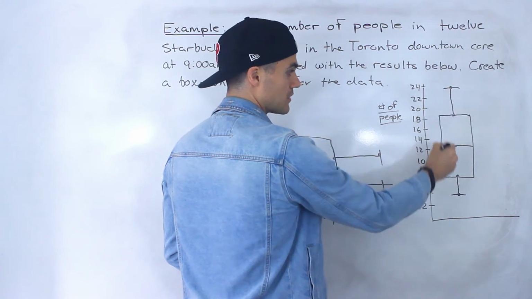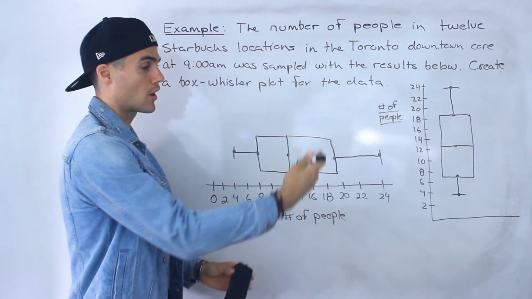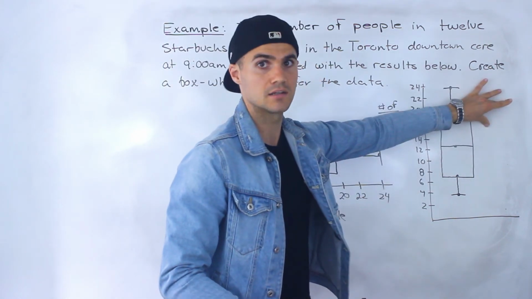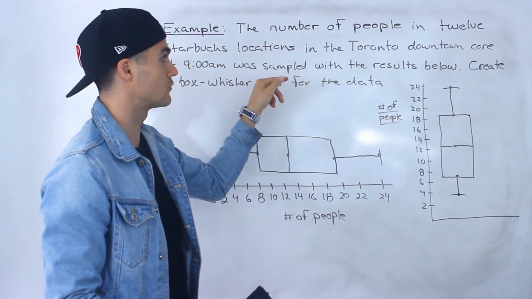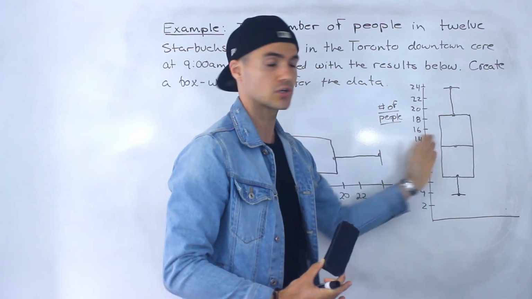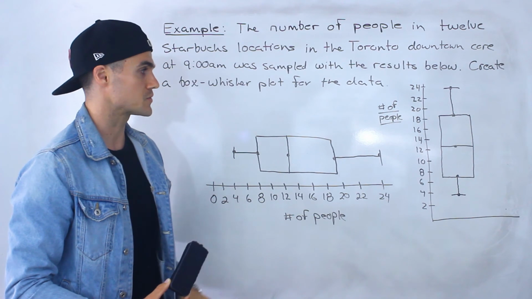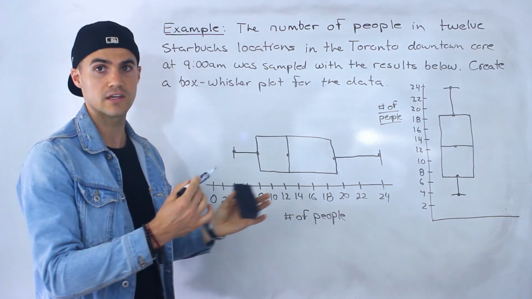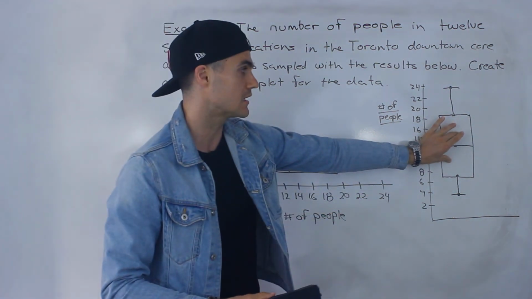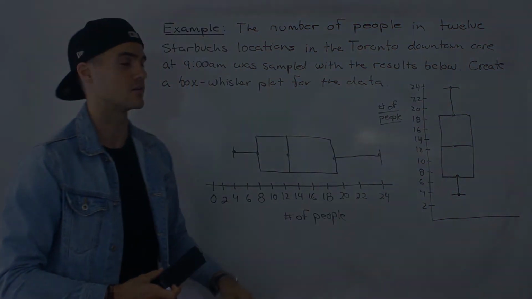So this would be maybe for like one city, the Toronto downtown core, and then maybe you'll have another one for like NYC. You sampled 12 Starbucks locations in NYC or other cities, and then you can compare the box whisker plots and see how the data compares. The central tendency with that median, and then also the variability.